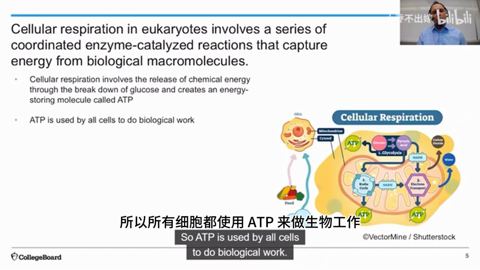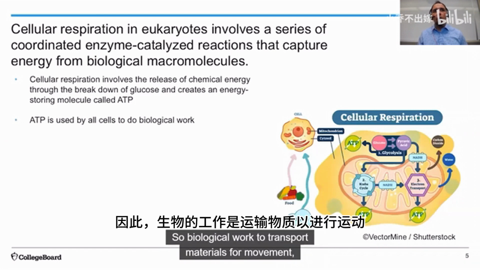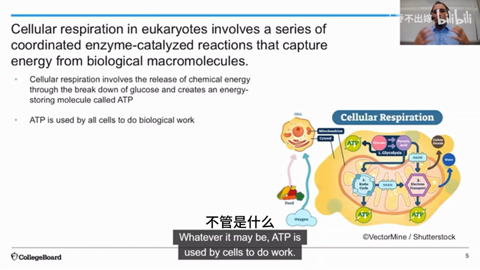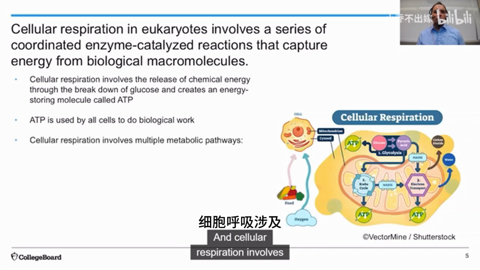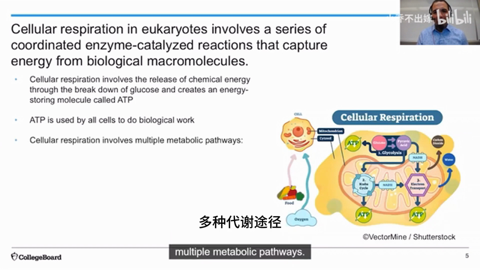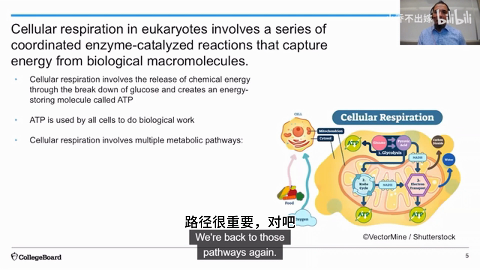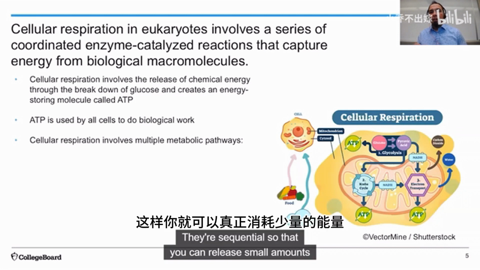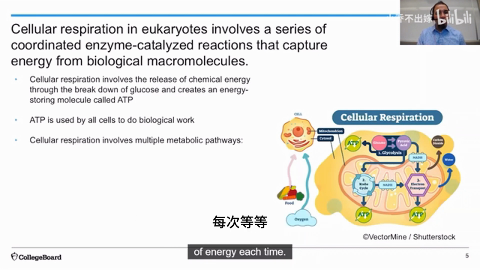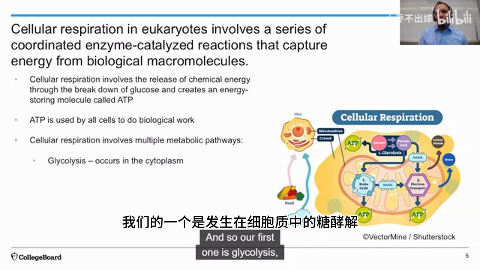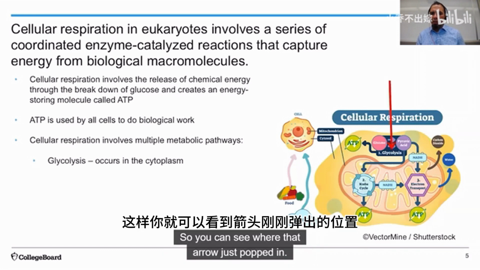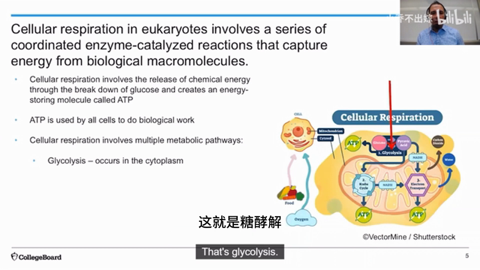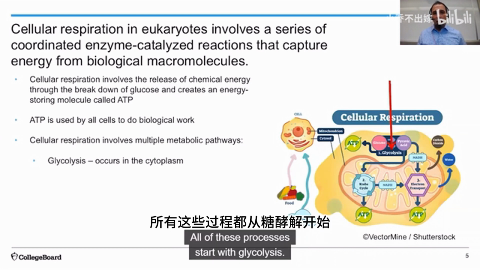So ATP is used by all cells to do biological work. So biological work to transport materials, for movement, for reproduction, whatever it may be, ATP is used by cells to do work. And cell respiration involves multiple metabolic pathways. We're back to those pathways again. Pathways are important, right? They're sequential so that you can release small amounts of energy each time. And so our first one is glycolysis, which occurs in the cytoplasm. So you can see where that arrow just popped in. That's glycolysis. All of these processes start with glycolysis.